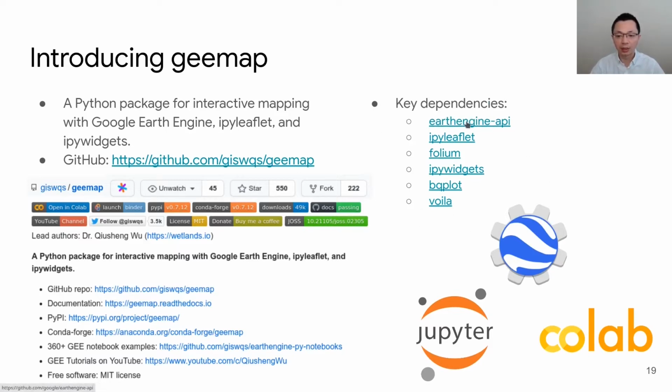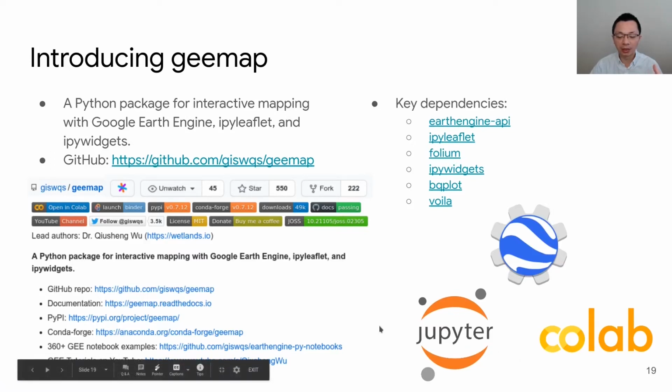So the first one here is the Earth Engine API. This is the Python API for doing computation. ipyleaflet is the plotting backend, how we can visualize Earth Engine data interactively. I also use Folium. Folium is another plotting backend. And the reason I use this one is because the geemap package is designed to run in a Jupyter-based environment, but Colab currently does not support ipyleaflet. So that's why I use Folium.